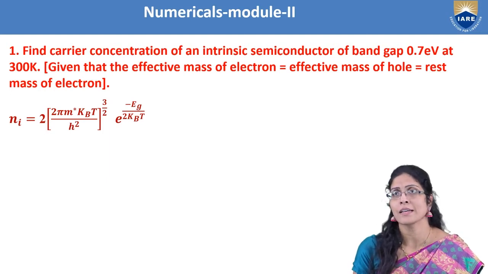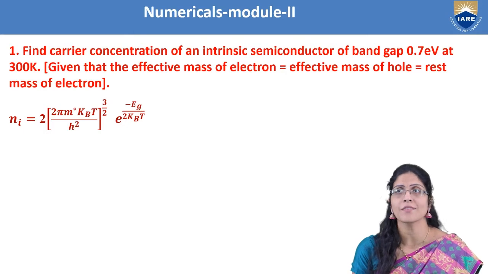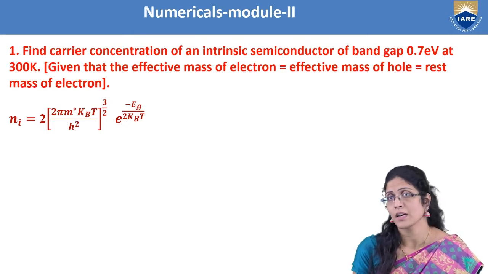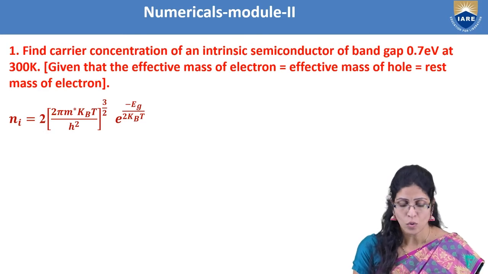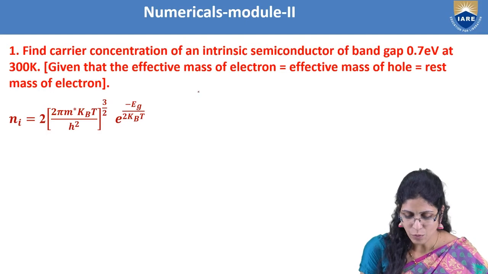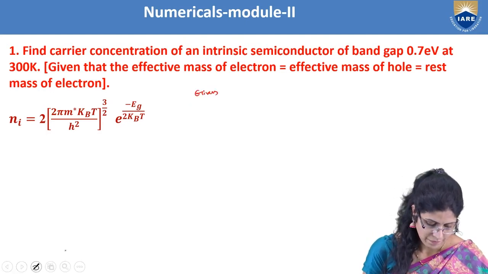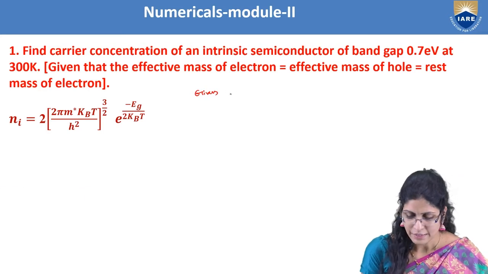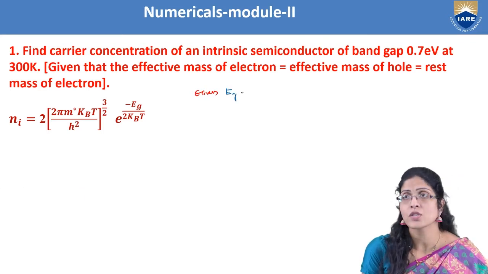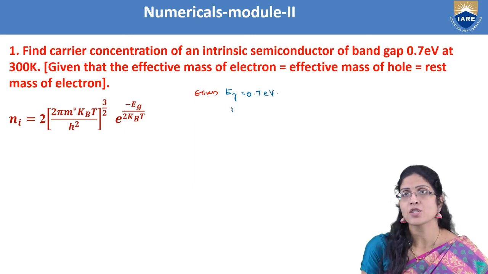You are given that the effective mass of the electron and the effective mass of the hole are equal, that is equal to the mass of the electron. So what is given, what you should find out? First, you have to know what is given. Eg is given, right? Eg is given as 0.7 electron volt and the temperature is given as 300 Kelvin.